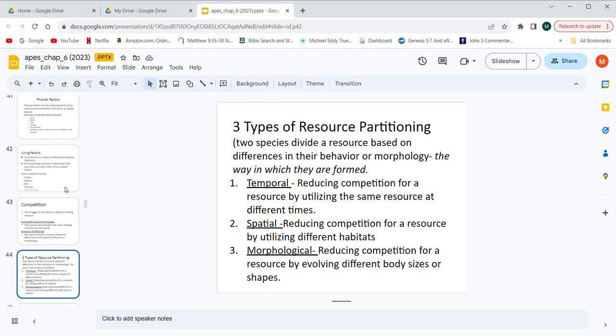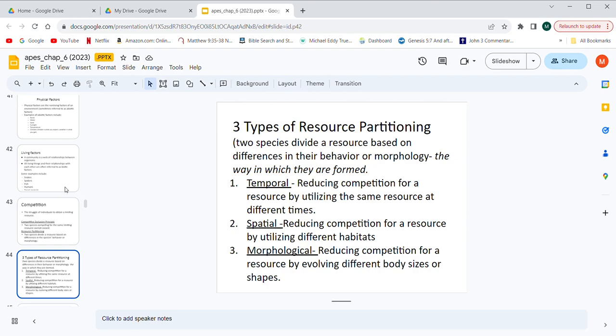There's also spatial resource partitioning, where we're reducing competition for a resource by utilizing different habitats. So if you think about the tree canopy, right? Certain monkeys, for example, are going to reside at the very tops of the trees, high up in the canopy, while other monkeys might be lowland, where they don't even climb trees at all. They're underneath the canopy. This is them utilizing different areas within an ecosystem.